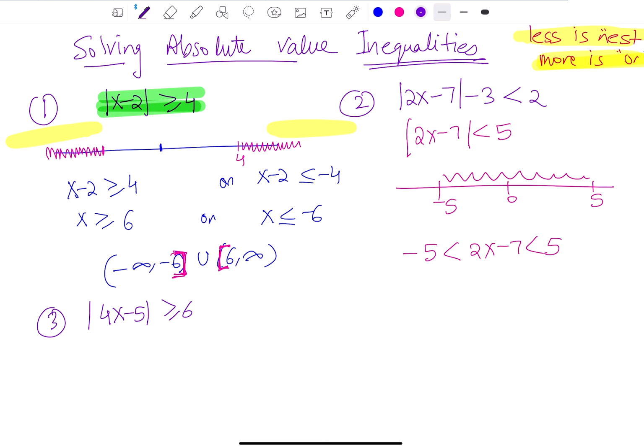Now let's go ahead and solve it. Add 7. That gives me 2 less than 2x less than 12. Divide everything by 2, and we get x lies between 1 and 6. Now to write it in interval notation, my solution lies between 1 and 6, and both will have parentheses around them, no brackets.